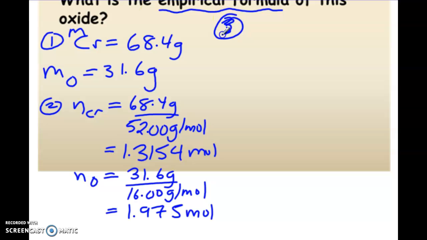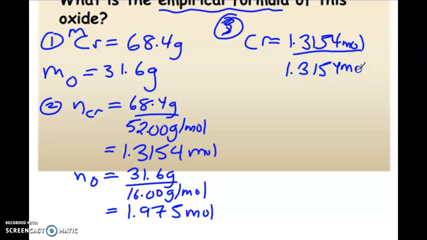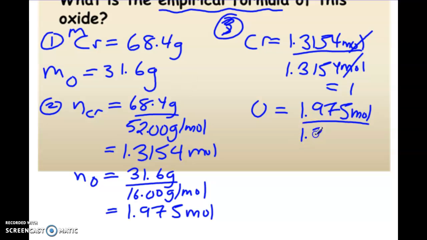Okay, so next we have to find our ratio. So our smallest value of moles is the chromium. So chromium is going to be the number 1 because it's divided by itself. And then oxygen is going to be 1.975 moles divided by 1.3154 moles. So 1.975 divided by 1.3154. So we get a value of 1.5.